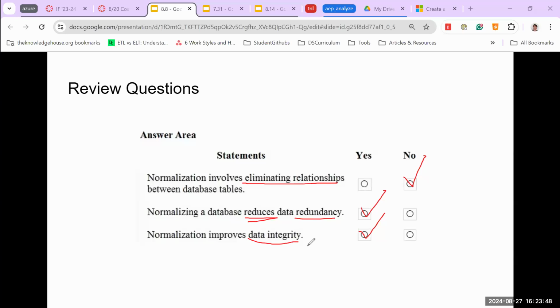Keep that in mind. These two are opposing forces. The more data integrity you have, the less data redundancy you have. That's always how it works. Cool. All right.